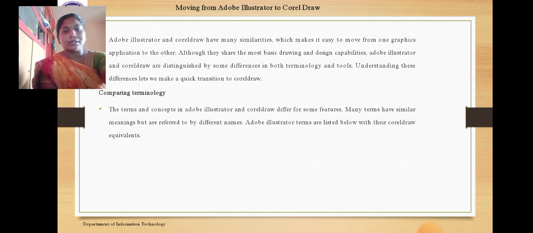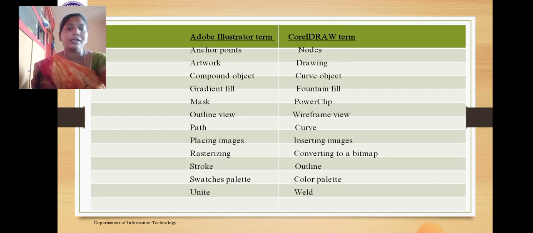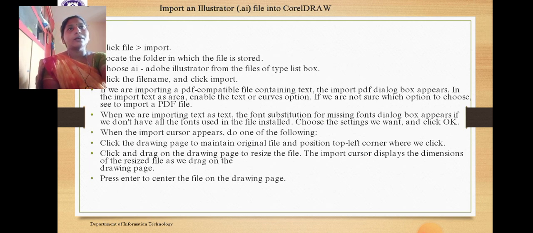Comparing terminologies. The terms and concepts in Adobe Illustrator and CorelDRAW differ for some features. Many terms have a similar meaning but are referred to by different names. Adobe Illustrator terms are listed below with their CorelDRAW equivalents. This is an Adobe Illustrator term and its equal CorelDRAW term. Adobe Illustrator AI file into CorelDRAW. How do we convert an Adobe Illustrator file into a CorelDRAW file?